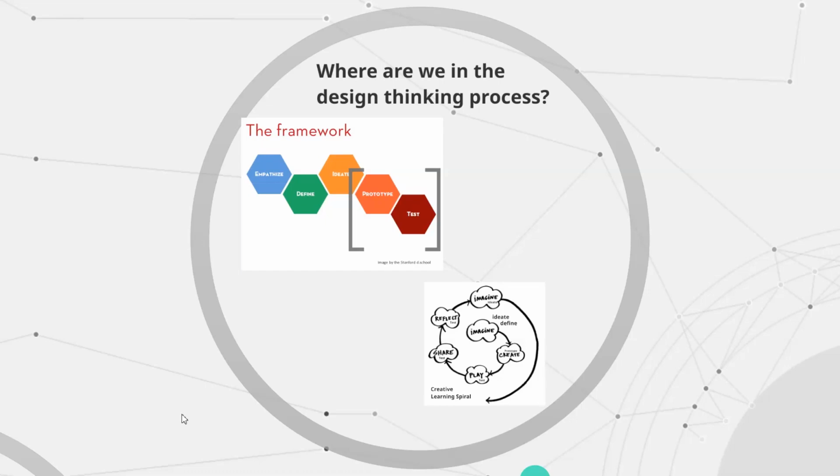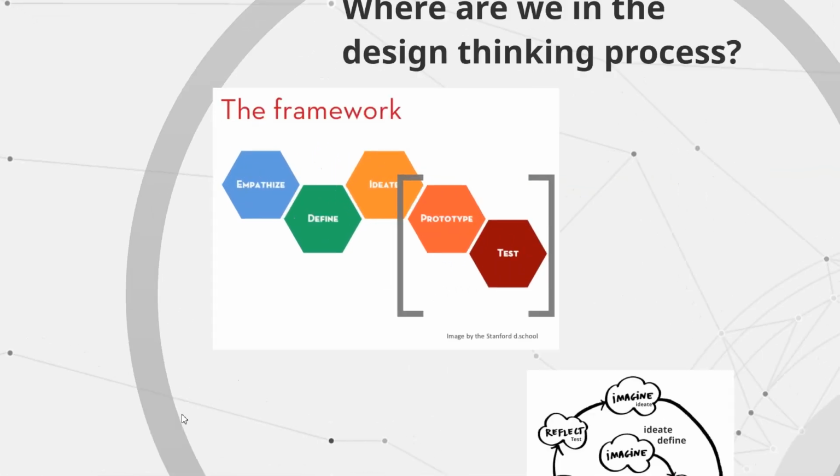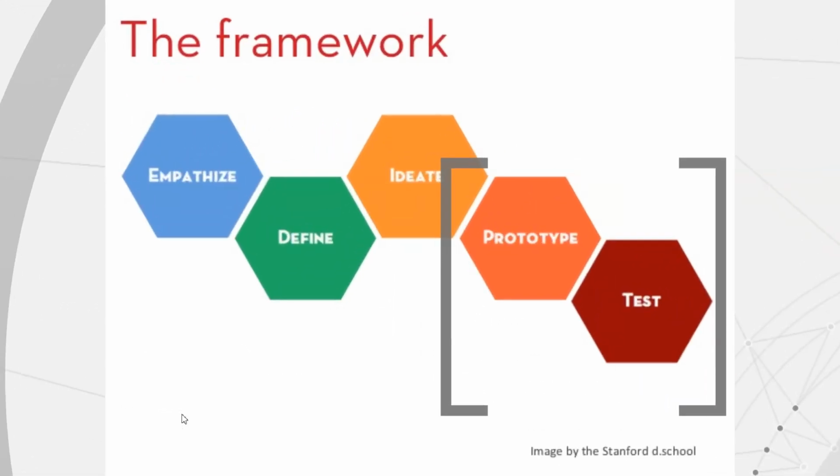So, where are we at the design thinking process? Well, there are a lot of different approaches to design thinking. One of the first ideas of design thinking started from the company IDEO, the company that helped develop the iPhone and other products. For them, and also, for example, the Stanford D School, they have their own framework for design thinking.